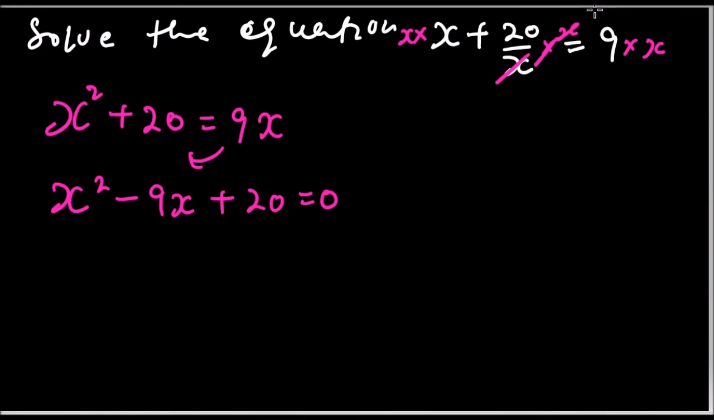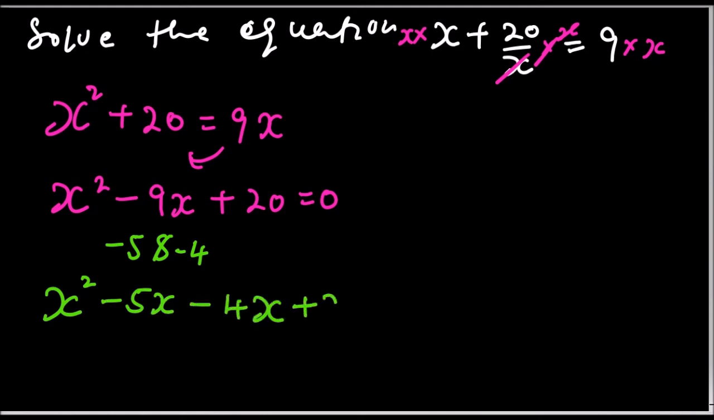So what we do now from here is we get two numbers such that when you add them you get minus 9, when you multiply them you get 20. So these numbers are minus 5 and minus 4. If you add minus 5 plus minus 4 you get minus 9, minus 5 multiplied by minus 4 you get positive 20. So we rewrite our equation: x squared minus 5x minus 4x plus 20 is equal to 0.